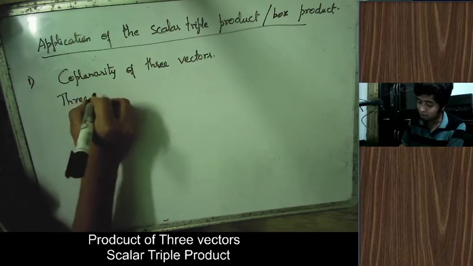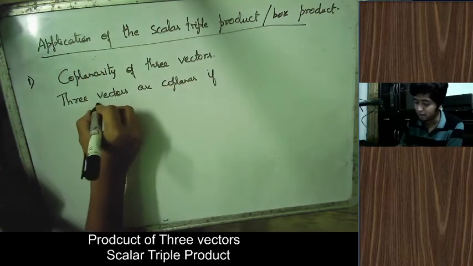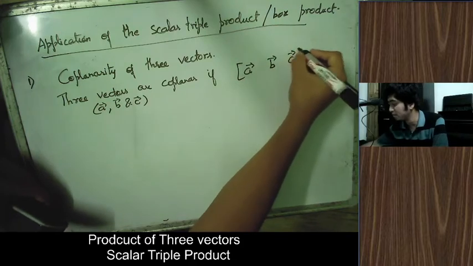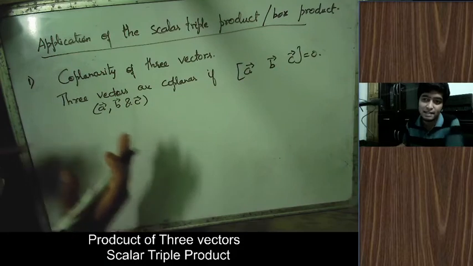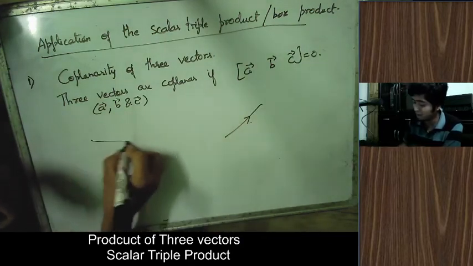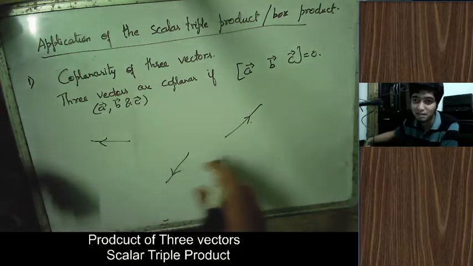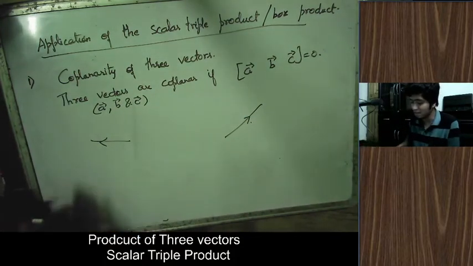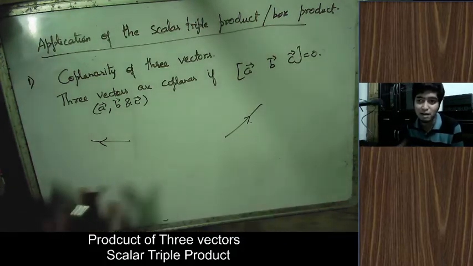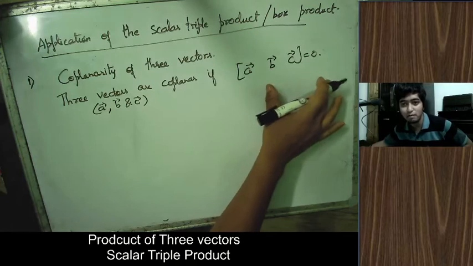Three vectors A, B and C are coplanar if the box product is 0. Okay, what do you exactly mean by coplanar? It means they are contained in the same plane. For example, this vector and this vector are coplanar, because they all lie in the same plane, that is, this plane of the board. Whereas if you have one vector like this, one vector like this, and another vector pointing outside of the board, then those three vectors are no longer coplanar. So three vectors are coplanar if the box product is 0.